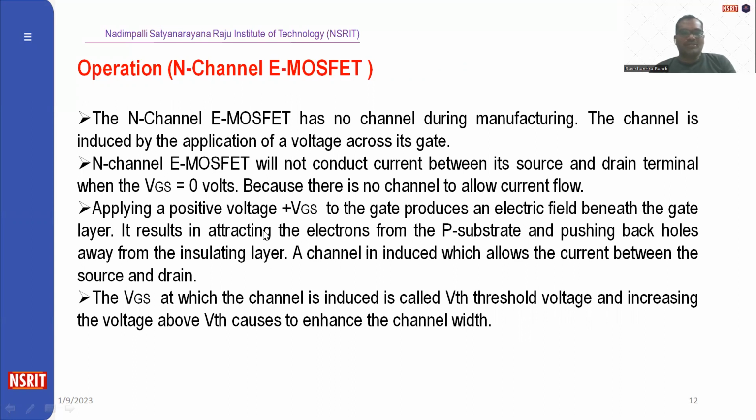Applying the positive voltage VGS to the gate produces an electric field beneath the gate layer. It results in attracting the electrons from the P substrate and pushing back holes away from the insulating layer. A channel is induced which allows the current between the source and drain. The VGS at which the channel is induced is called the threshold voltage, and increasing the voltage above VTH causes enhancing of the channel width.